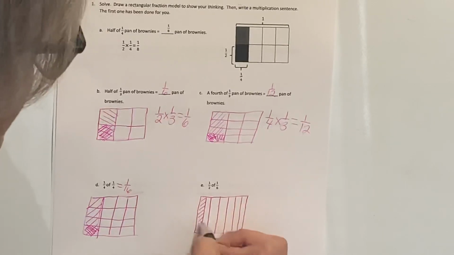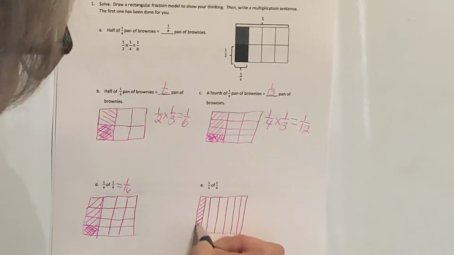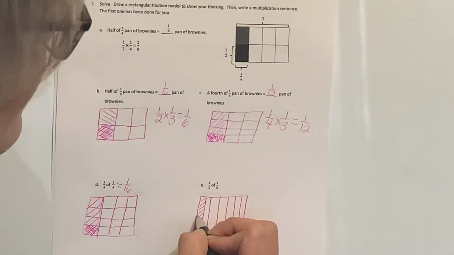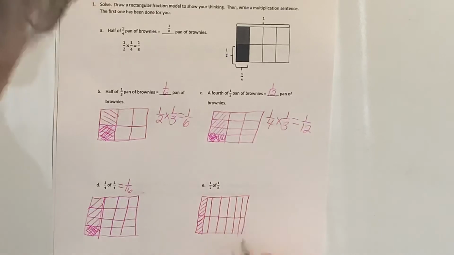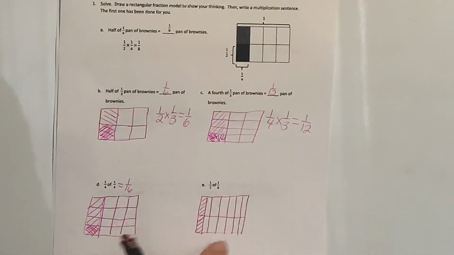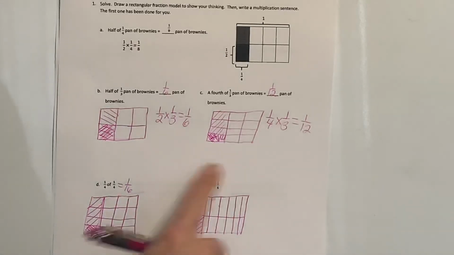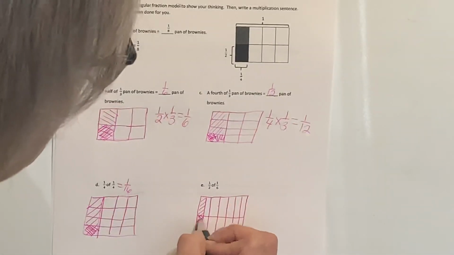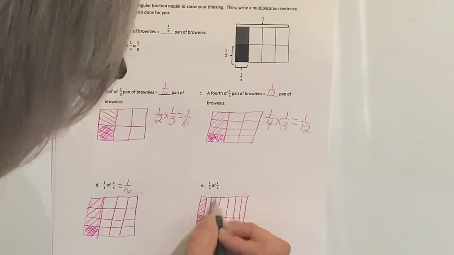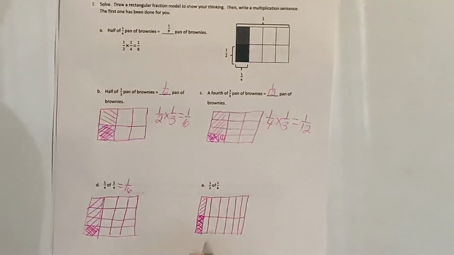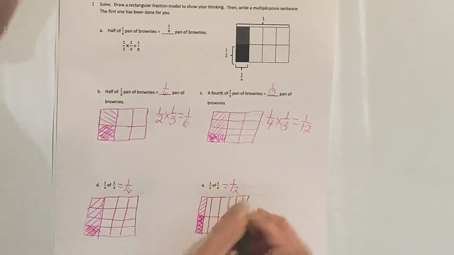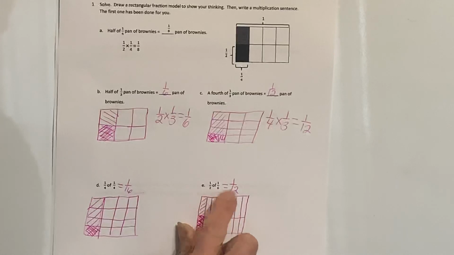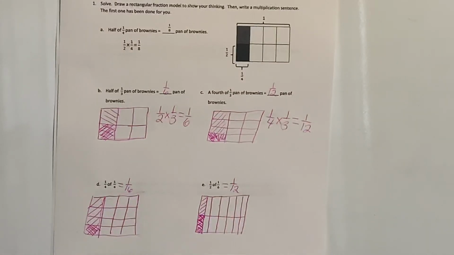So this would be 1/6. I want half of 1/6. So when I split those, now I have 12 pieces. If the pan was full, I would have 12 pieces there. So if I'm just allowed to have half of this, the 1/6, I would have 1/12. 1 times 1 is 1. 2 times 6 is 12. So I would be allowed to have 1/12 of the brownies.